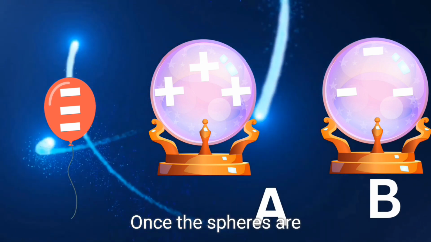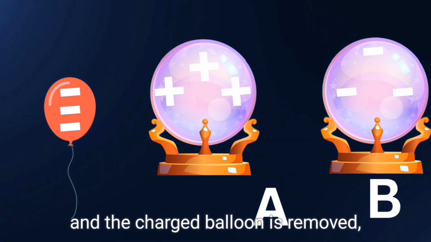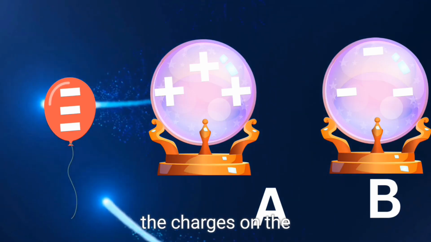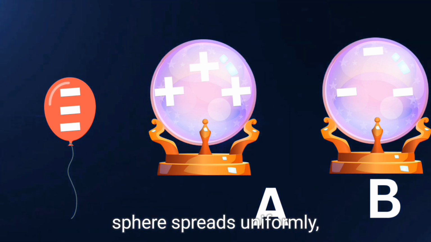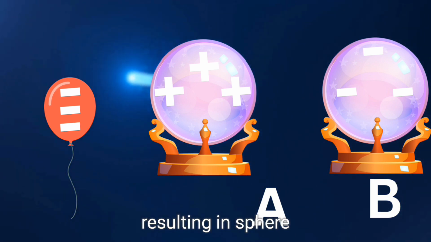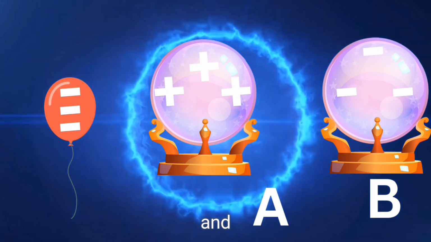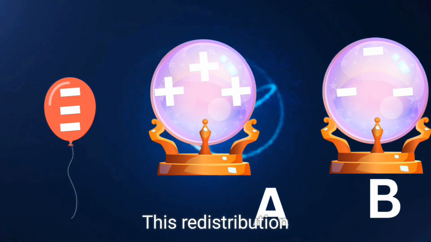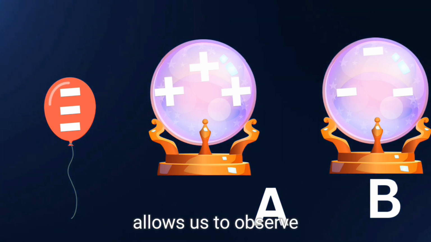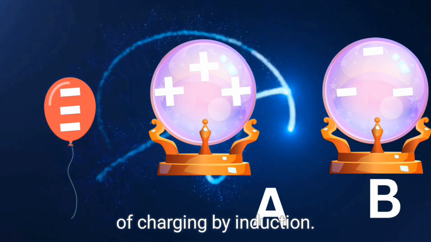Once the spheres are separated by a reasonable distance and the charged balloon is removed, the charges on the two spheres get redistributed. The charge on each sphere spreads uniformly, resulting in sphere A becoming positively charged and sphere B becoming negatively charged. This redistribution of charges allows us to observe the fascinating phenomenon of charging by induction.